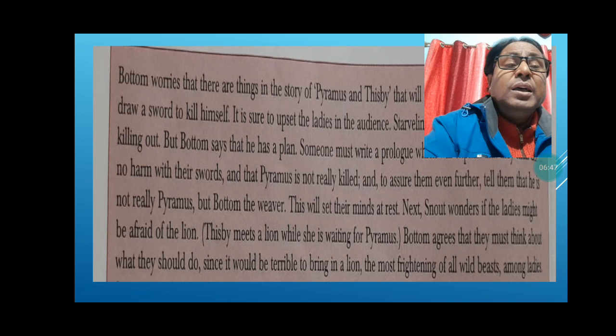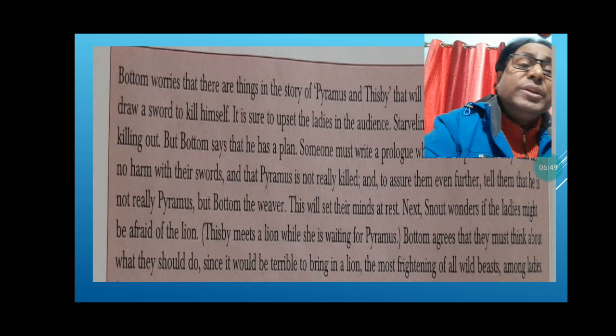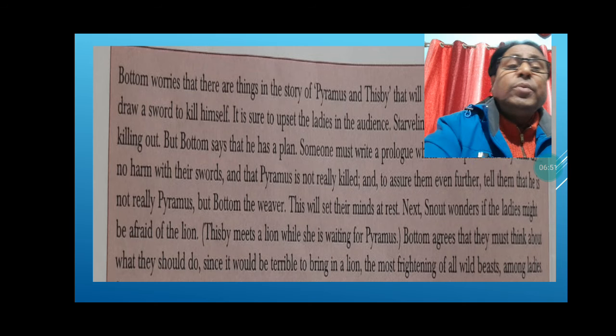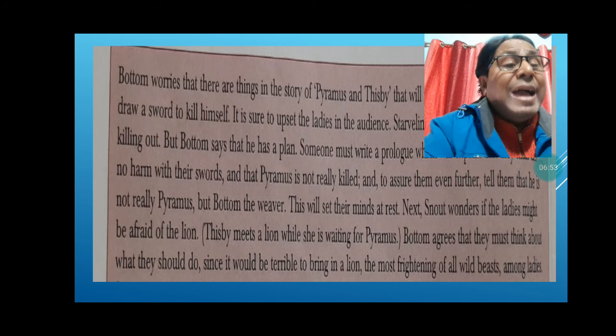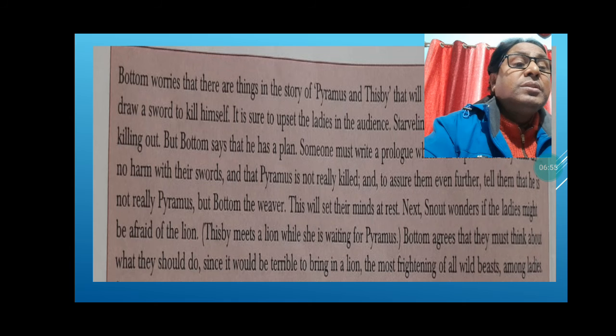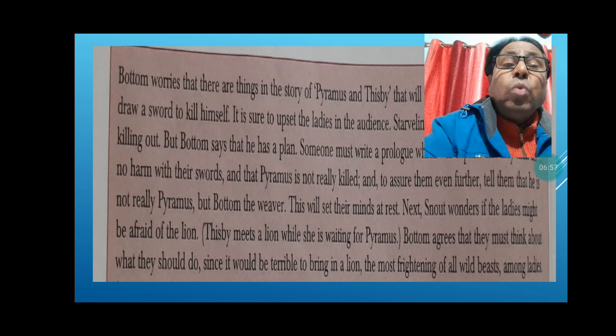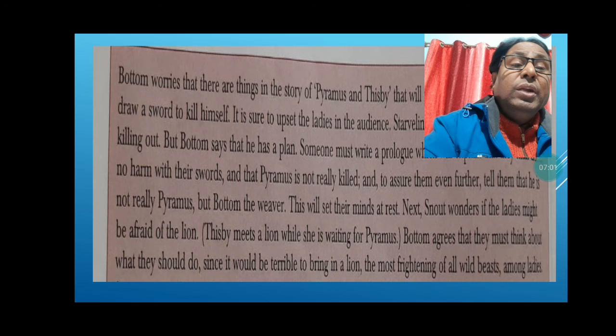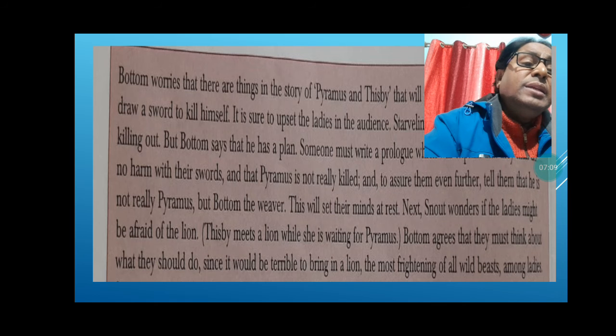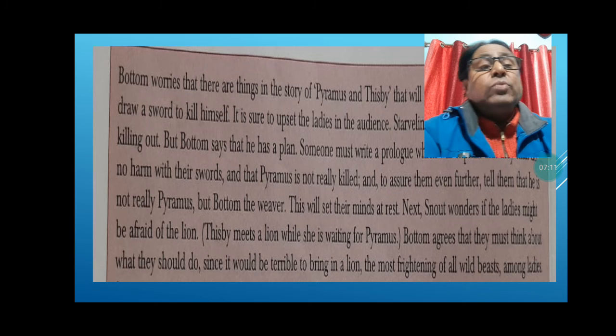Thisbe meets a lion while she is waiting for Pyramus. So that is also a scene of a lion. Bottom agrees that they must think about what they should do, since it would be terrible to bring in a lion, the most frightening of all wild beasts, among the ladies. So what was done here later?